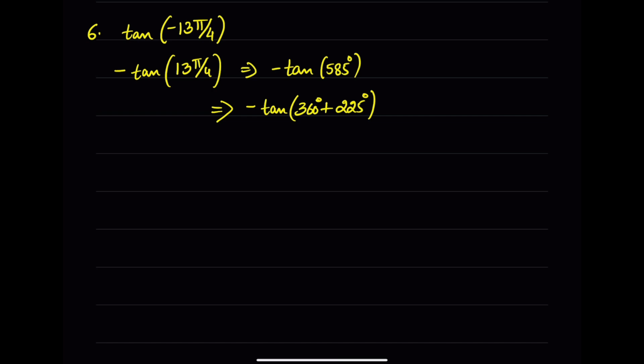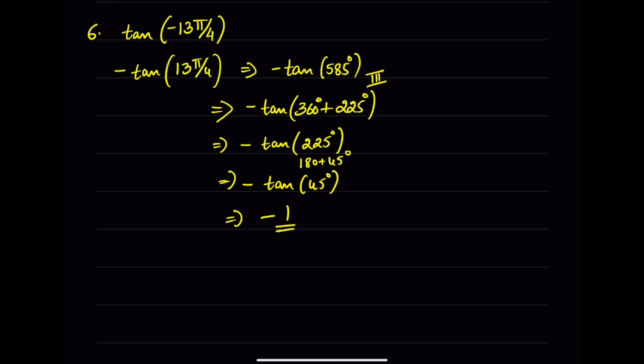So 225 degrees is in the third quadrant where tan and cotangent are positive. However, we already have a negative sign, so this will be minus tan of 225 because tan of 2 pi plus x is tan x. Now this is 180 plus 45 degrees, which is third quadrant, so tan is positive, so this will be minus tan of 45 degrees, which is minus 1. So this is the value of the sixth.